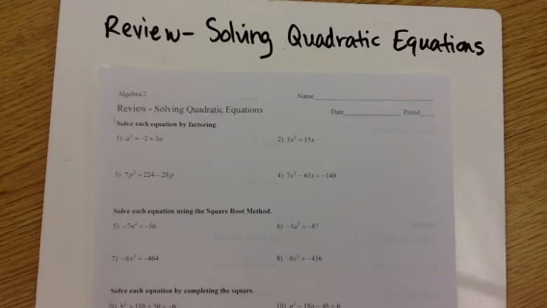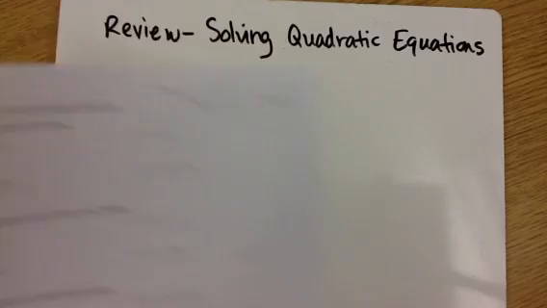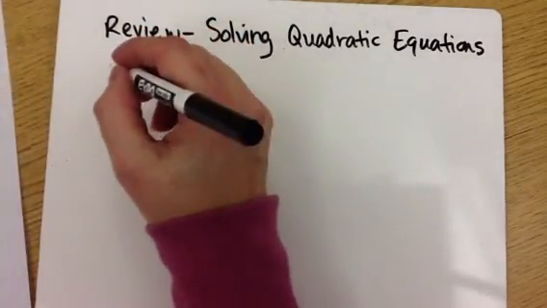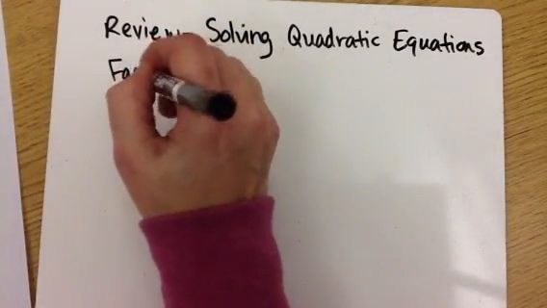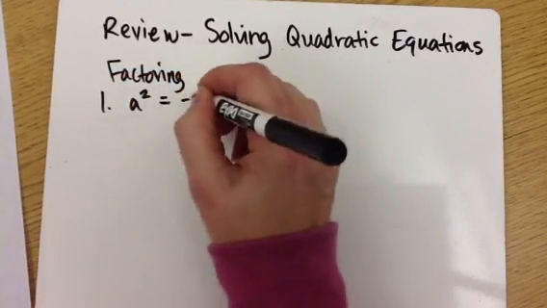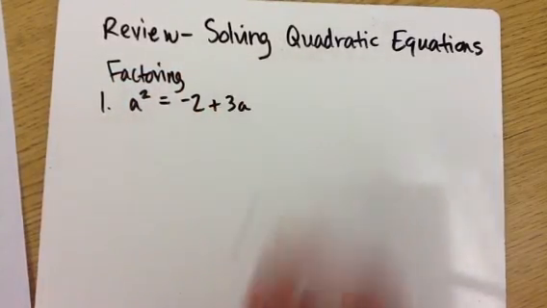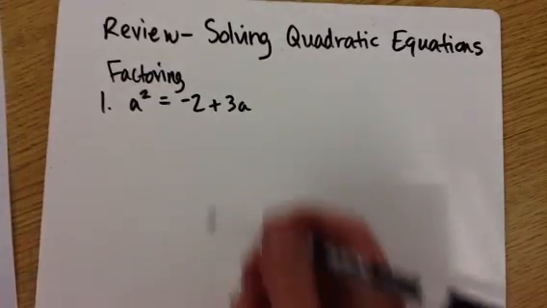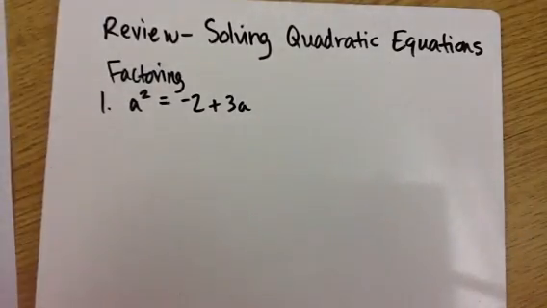What we're going to look at right now is a review of solving quadratic equations for the fall final exam. So we're going to start by solving by factoring. So number one, we have a squared equals -2 plus 3a. In order to solve by factoring, we need to start with the equation equal to 0.